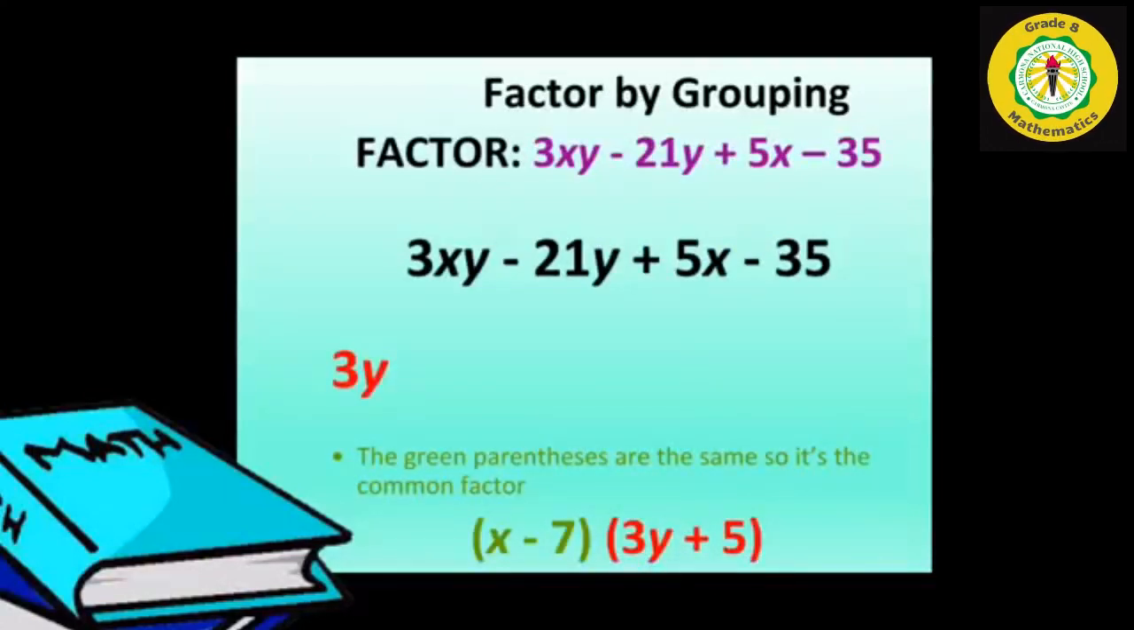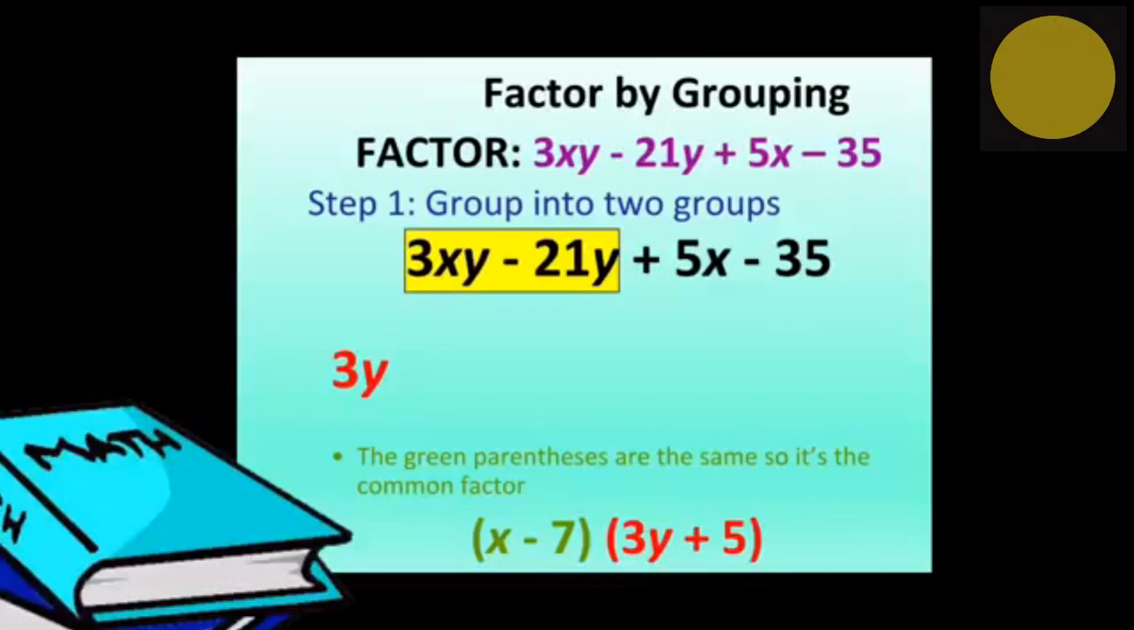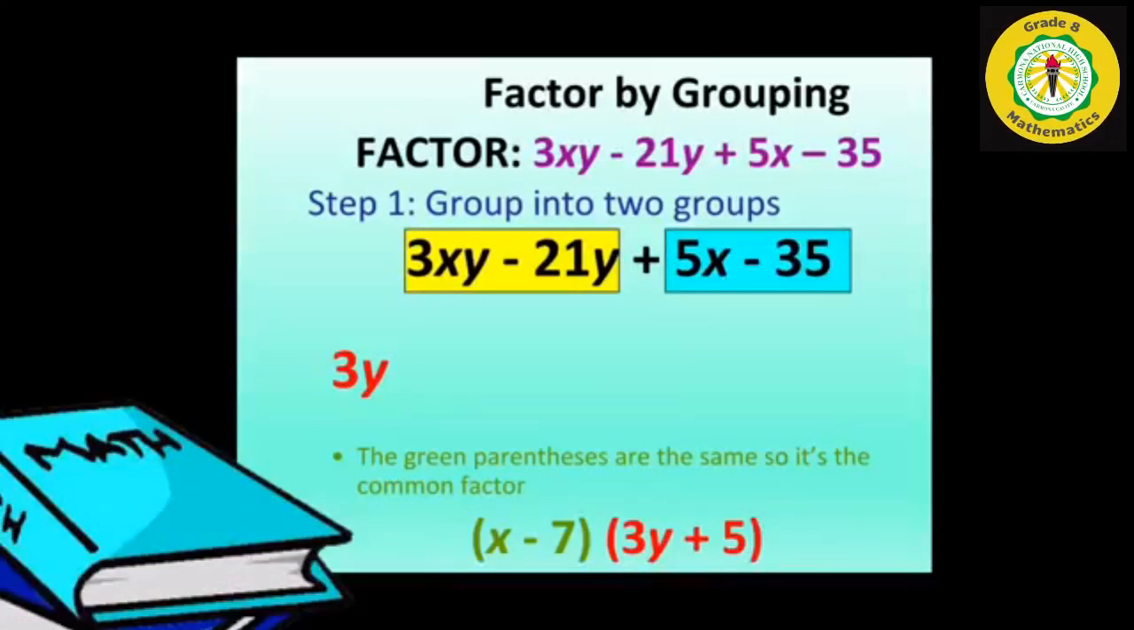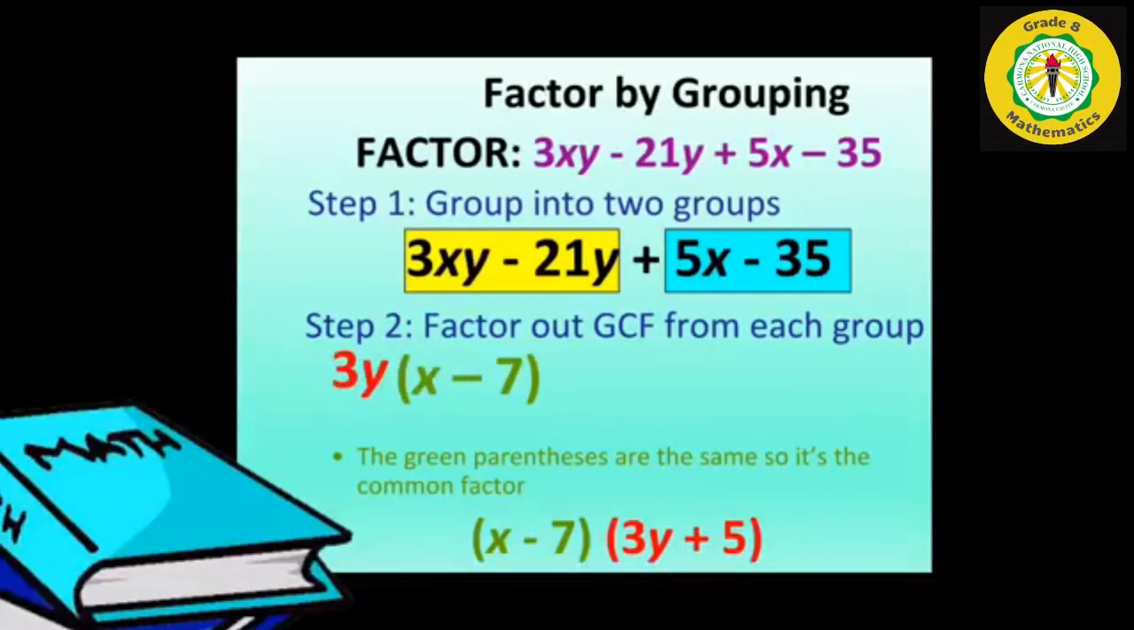Let's try another example. We need to factor 3xy minus 21y plus 5x minus 35. The first step is to group the terms into two groups. So we have 3xy minus 21y and 5x minus 35. The second step, we need to factor out the GCF from each group. Our GCF is 3y, then 3xy divided by 3y is x, and 21y divided by 3y is 7.